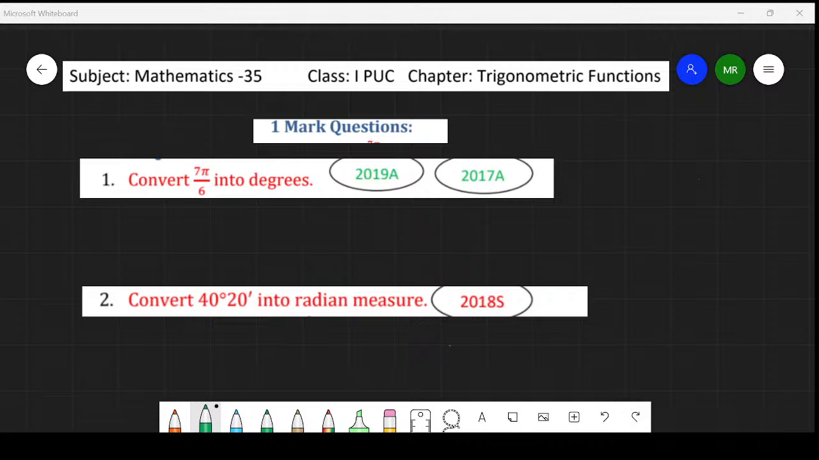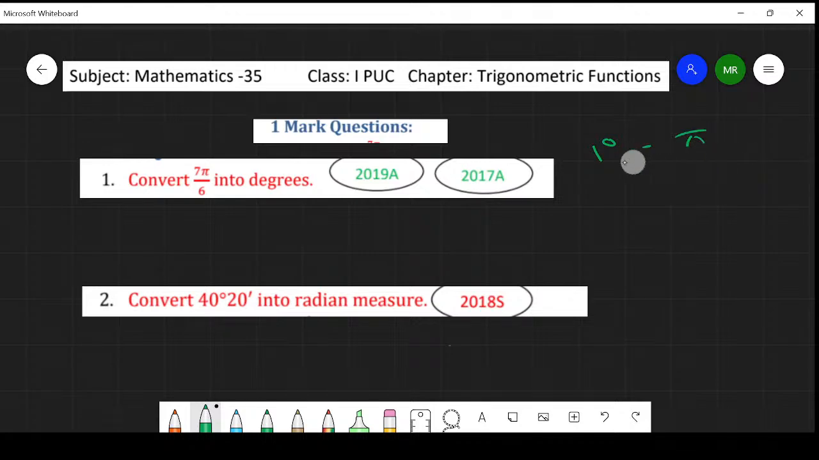The first problem: convert in terms of degrees and radians. You can see here, in this problem they are talking about converting to degrees and radians. The first problem: convert 7 pi by 6 into degrees. Now in these problems always remember the point: to convert radians into degrees and degrees into radians, you remember that 1 degree is equal to pi by 180 radians.